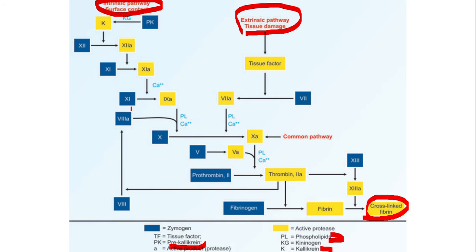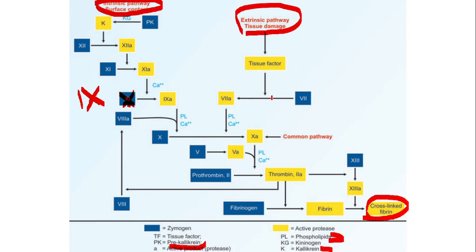11A is converting factor 9 into 9A. This is actually not correct on the slide; it should be factor 9. Factor 11A is converting factor 9 into 9A, and 9A is converting factor 8 into 8A. So this factor 9A along with factor 8A and the phospholipids and the calcium ions is converting 10 into 10A. That is the intrinsic pathway.